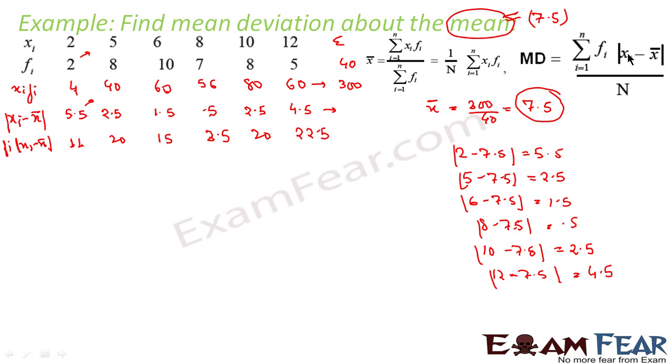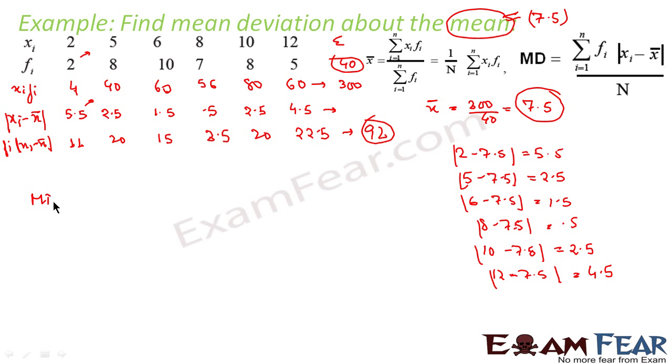Now we have to find the sum also. The formula is the summation of fi into mod of xi minus x mean. So we'll sum this. 11 plus 20 is 31. 31 plus 15 is 46. 46 plus 3.5 is 49.5. Plus 20 is 69.5, 72, 92. So this value is 92. And n is nothing but sigma fi.